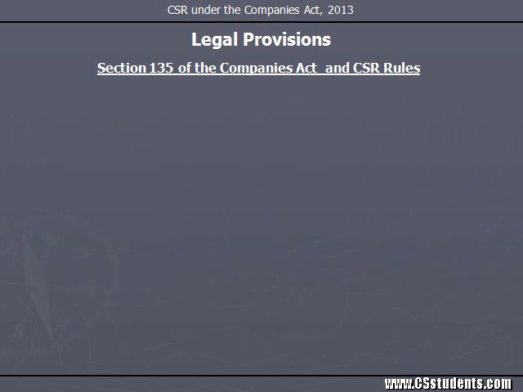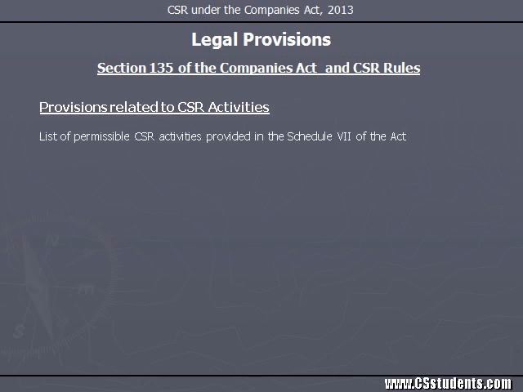Now, we would discuss the provisions relating to CSR activities. As discussed earlier, a list of permissible CSR activities has been provided in Schedule 7 of the Companies Act. After the enactment of the Act, this schedule has been amended once by adding more activities to it. We would discuss the schedule later. First, we understand the provisions mentioned in the rules about the CSR activities.